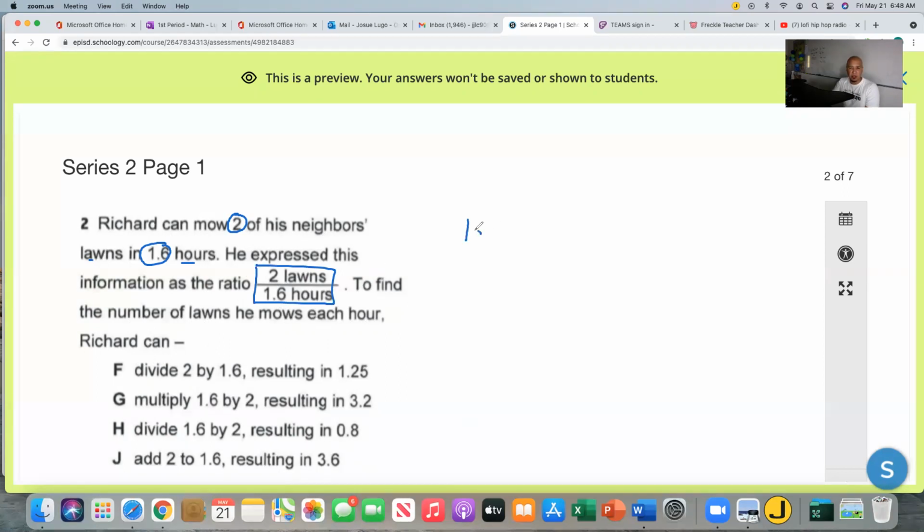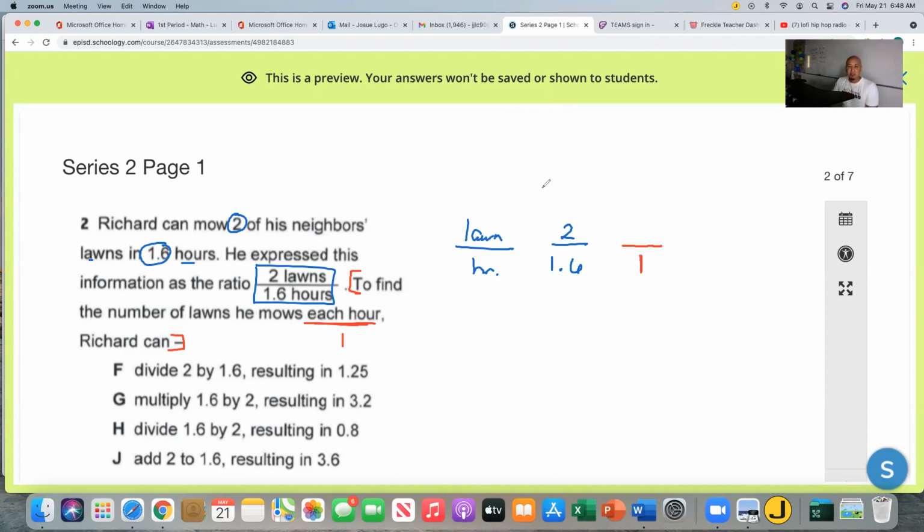So this is our word fraction. We're doing lawns per hour, right? And it's 2 lawns in 1.6 hours, right? 2 lawns in 1.6 hours. However, we don't want to know how many lawns he does in 1.6 hours. We want to know how many lawns he does each hour. How many lawns can he do each hour? Which means that we want to know how many lawns he does in 1 hour. And so in essence, we need to find another ratio. However, not having 2 lawns in 1.6 hours, but how many lawns in 1 hour?